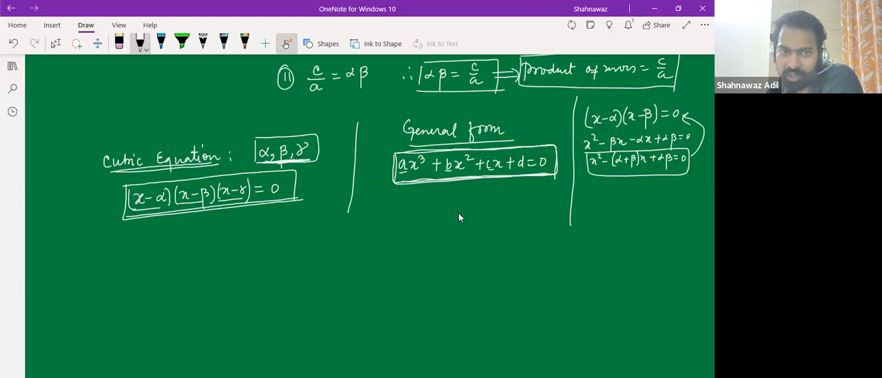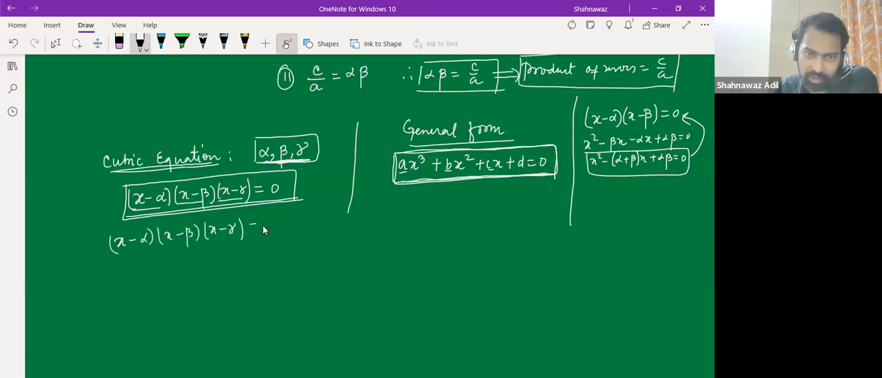Okay. So similarly, I have these factors. So I can simplify this, and what will I get? x minus alpha, x minus beta, and then x minus gamma equals to 0.